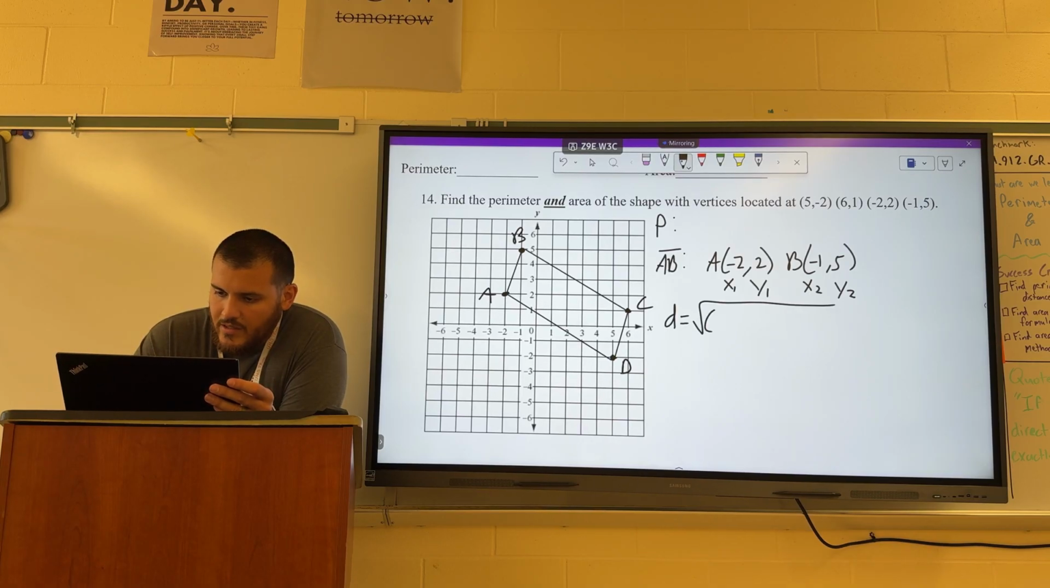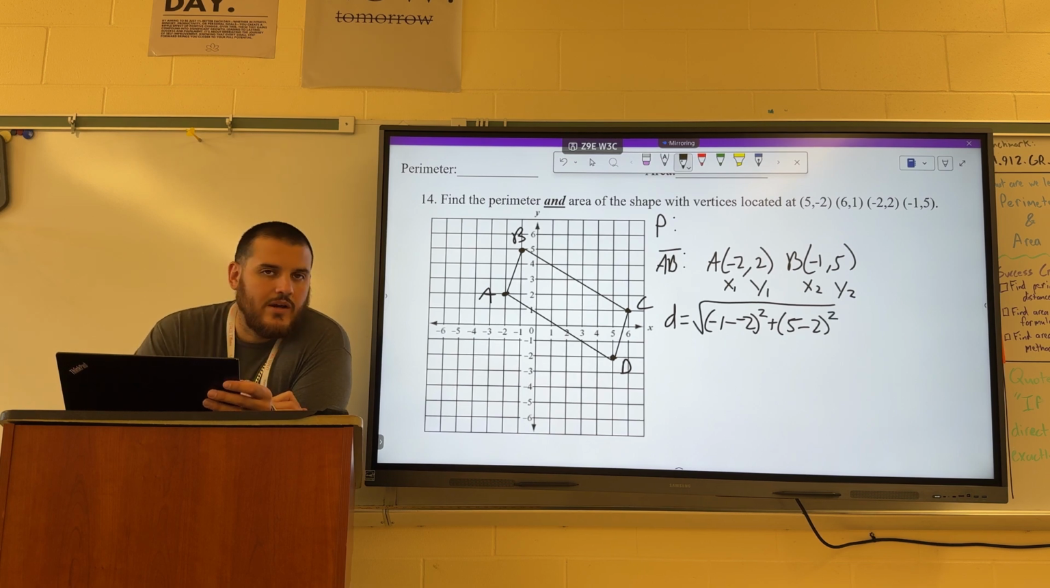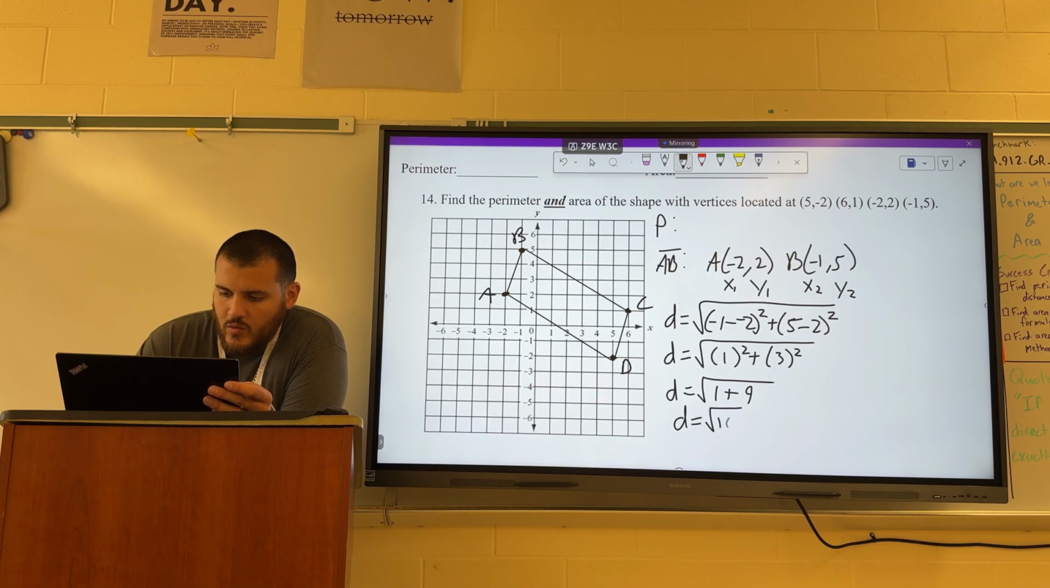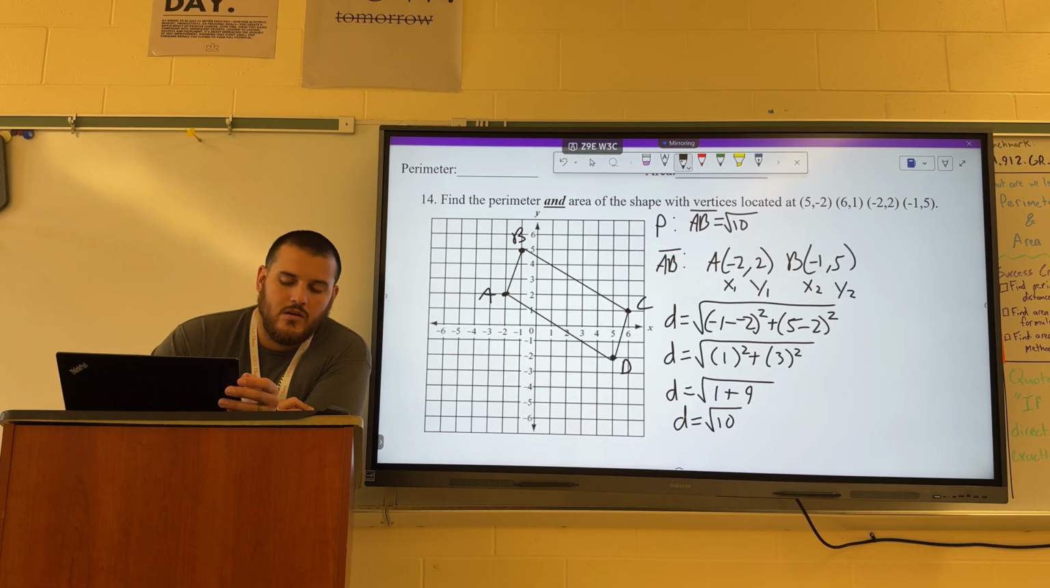x2 minus x1, -1 minus -2 gets squared, then added to y2 minus y1, that's 5 minus 2, gets squared. Parentheses first, -1 minus -2 is +1, 5 minus 2, +3. Now we're doing exponents, 1 squared is just 1, 3 squared is 9, add those together, I get the square root of 10 for side AB. Stay organized up here. Side AB, square root of 10.